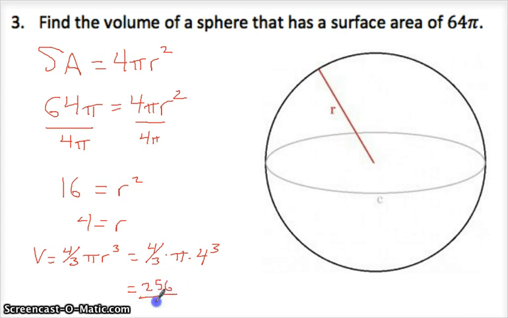256 pi over 3. You notice we're getting a lot of answers like this that have a fraction times pi. Get used to it. That's going to happen a lot when your formula looks like this. But it's already got a fraction and a pi in it. And that's it. Look at this.